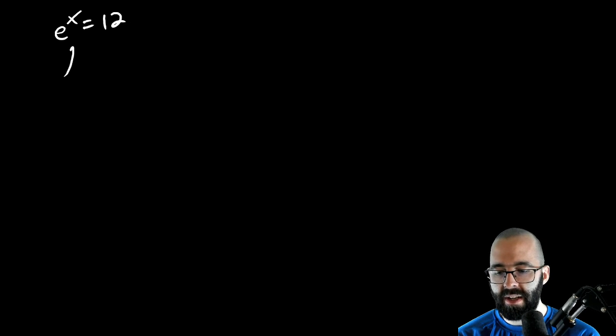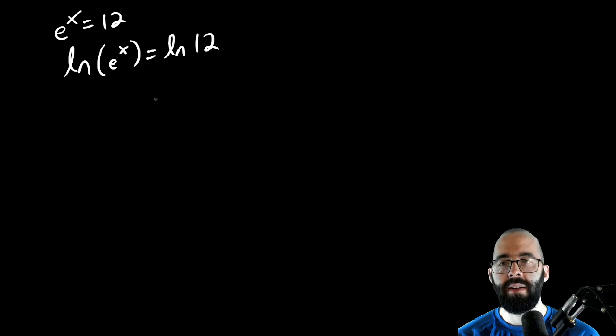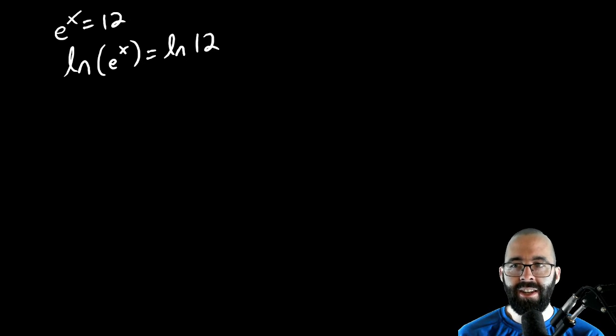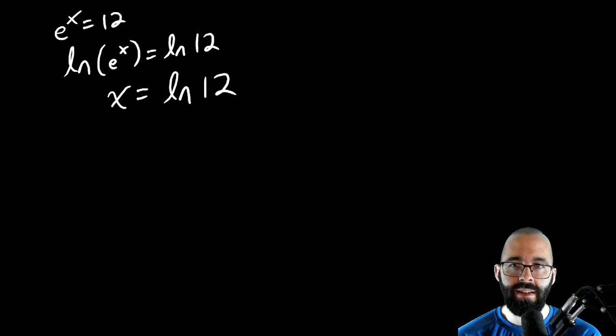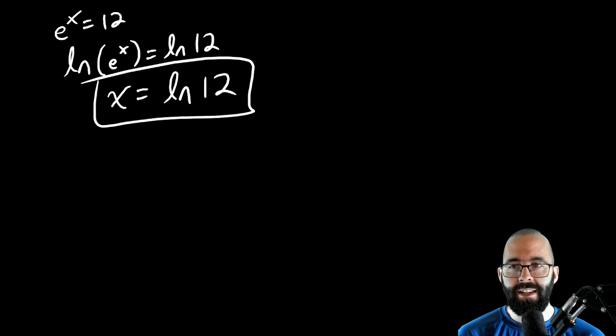Take the natural log of both sides. On the left-hand side, we can use the inverse property. Log base e of e to the x is just x. How does the natural log of 12 simplify? Well, it doesn't. This is our exact answer.